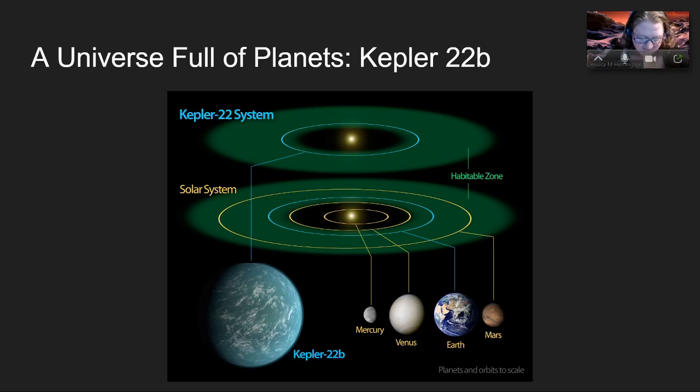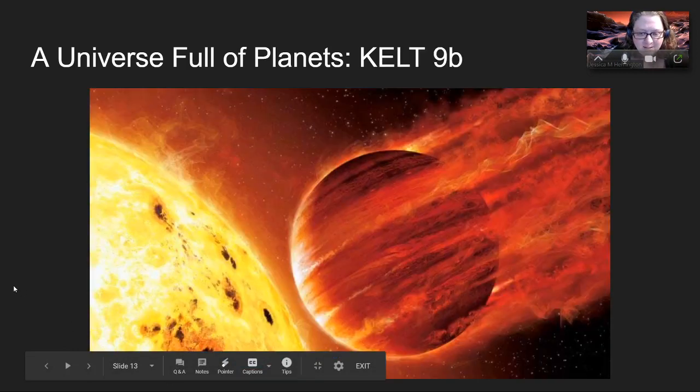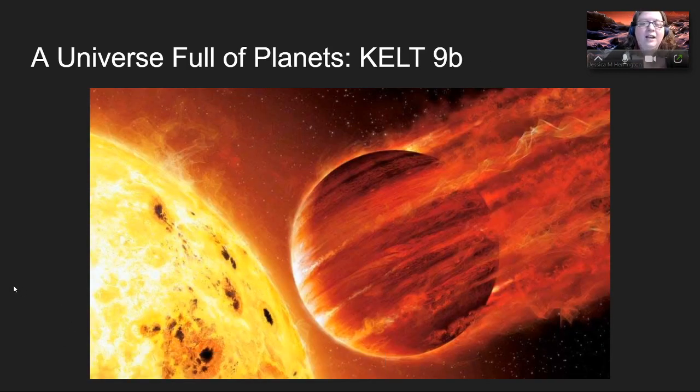All right. So a few more to look at real quick. The next one is Celt 9b, which has a very dramatic artist rendering here. This is the hottest exoplanet that we have found. It is about 3 times the mass of Jupiter, so this is a big planet, Jupiter-sized or bigger. And it is so close to its star that it completes one orbit in a day and a half.